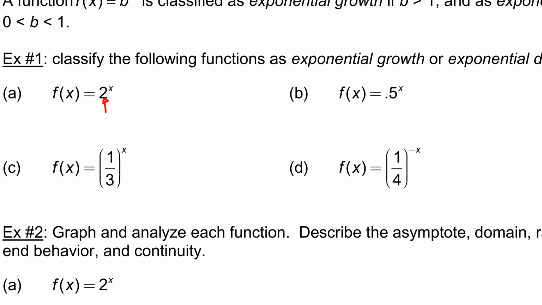So this base is 2, so we know it's going to be growth. Here, this base is 0.5. 0.5 is between 0 and 1, so we know it will be decay.